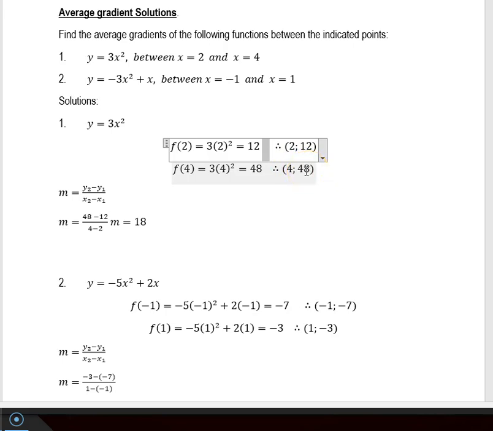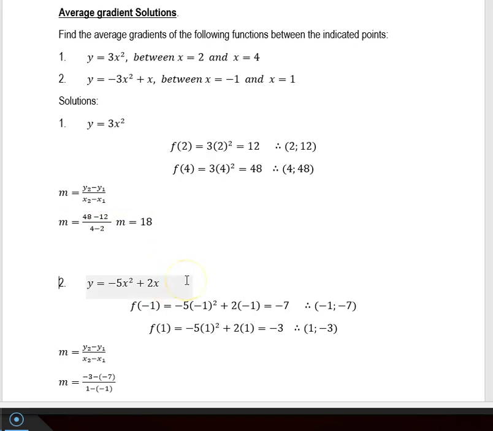Now remembering what you did in 1018, the formula for a gradient is y2 minus y1 over x2 minus x1. So we are going to apply that rule here. And so this becomes my y2 minus y1, which is 48 minus 12, over my x2, which is 4, minus my x1, which is 2. And you do that, you divide, your gradient will be 18.